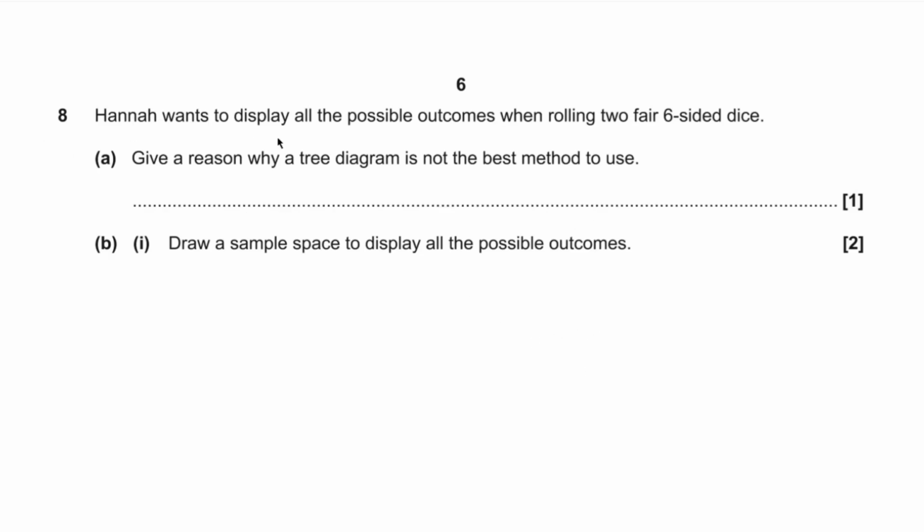Question 8. Hannah wants to display all the possible outcomes when rolling 2 fair 6-sided dice. Part A, give a reason why a tree diagram is not the best method to use. Well, quite simply, there are too many branches.